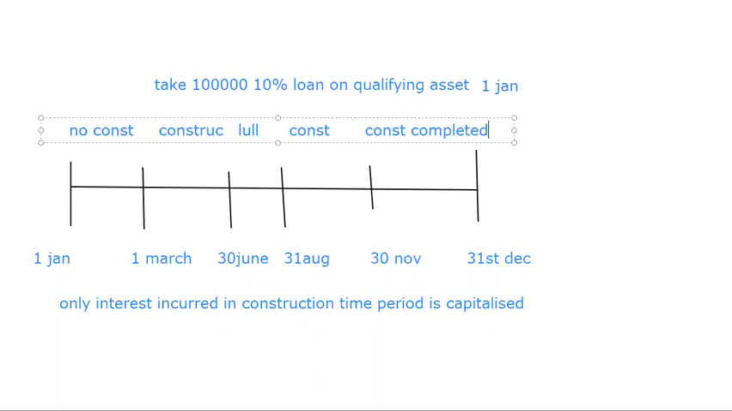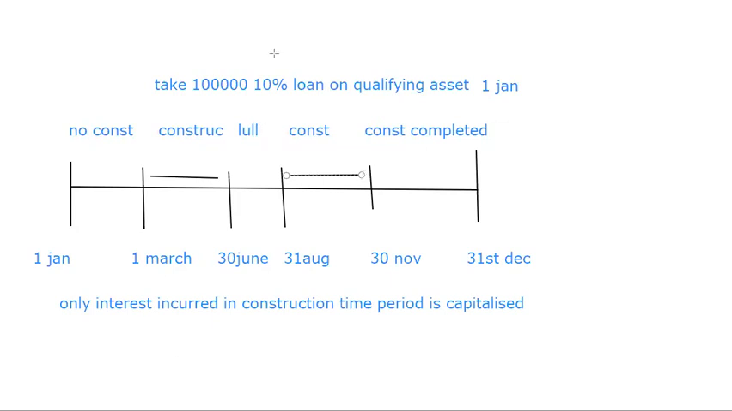Now, the technical point is that only the construction time period will count. Any time period where construction is not in process for any reason whatsoever, interest will be finance cost. It will not be capitalized. So technically, how long is the construction time period? Here, from 1st of March to 30th June, March, April, May, June, 4 months. And here, September, October, and November. So 7 months. 7 are the months where construction was in process.